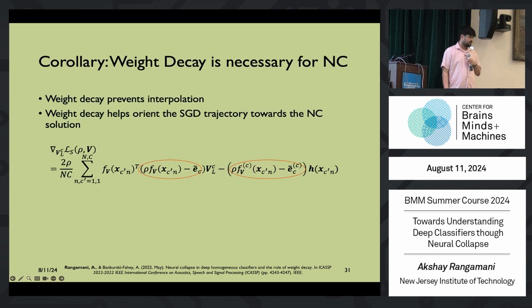Just a small comment, please. I think weight decay may not be necessary if you use cross-entropy loss instead of square loss. Oh, yeah, that's right. This was all using the square loss. So if you have cross entropy instead of the square loss, then these terms that multiply the classifier vectors and the weights don't go to 0. So you can still get neural collapse in that case.